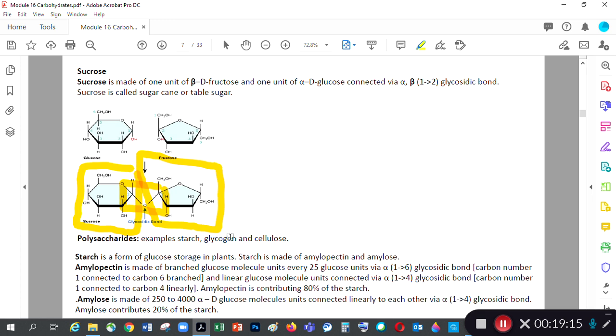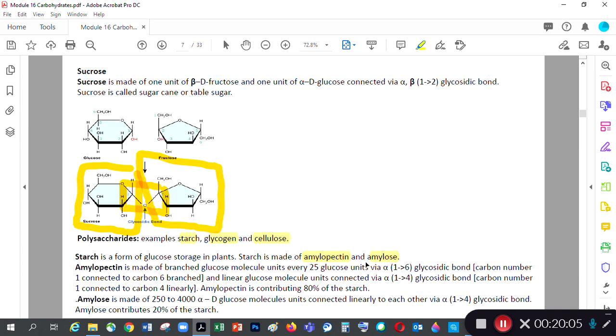The IUPAC naming of polysaccharides is, as I said, very hard, and examples of polysaccharides are starch, glycogen, and cellulose. We have 3 types. Let's look at the starch. Starch is a form of glucose storage in plants, correct? Starch is made of 2 carbohydrates. One is called amylopectin and the other amylose. Amylose is about 80% of the content of the starch, and amylopectin is 20%.